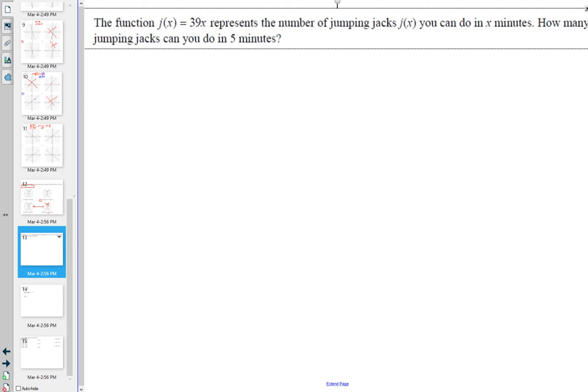Okay, the only word problem. This is also the only one that you would type in. So if you're planning on doing the retake and you get this exact same problem, you're going to want to listen here. This function represents a number of jumping jacks in x minutes. How many can you do in 5 minutes? So if x is minutes and they want to know 5 minutes, put 5 in for x. So you would say j of 5 is equal to 39 times 5. This is function evaluation. We did that. We never took a quiz on this, but this will show up a little bit on the test.